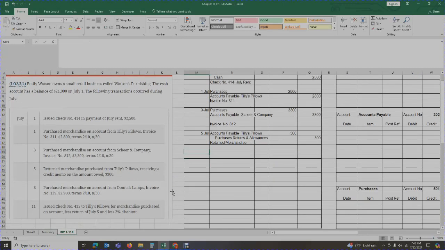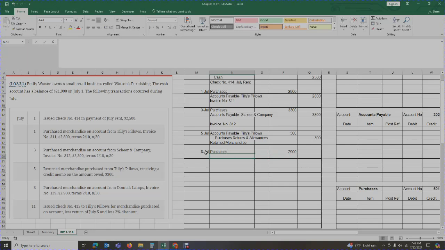So let's continue. On the 8th, we purchased merchandise on account from Donna's Lamps, invoice number 139, $2,900, terms 2/10, net 30. So Donna's Lamps is offering a 2% discount if we pay within 10 days. Okay, so let's do July the 8th. We made a purchase on account. So if it's on account, okay, what are we going to do if it's on account? Well, first of all, what did we do? We made a purchase. So we have purchases for $2,900.